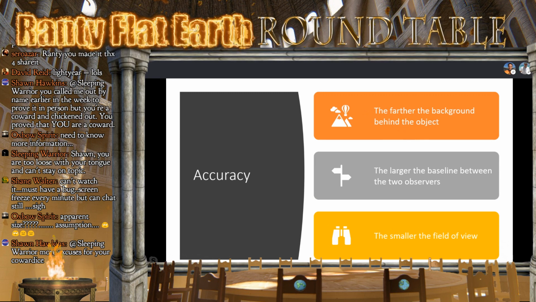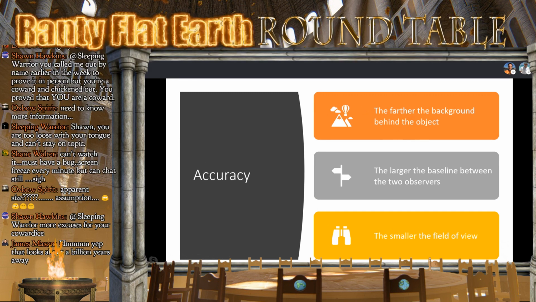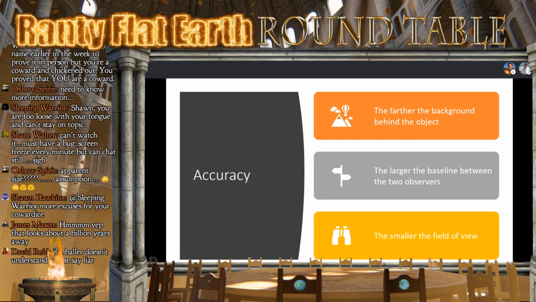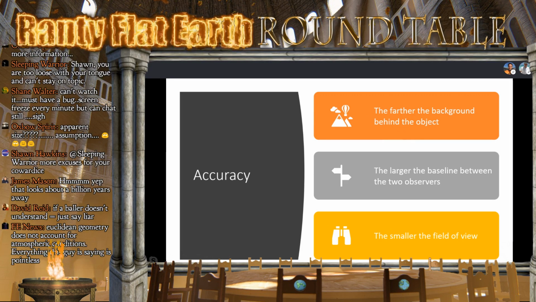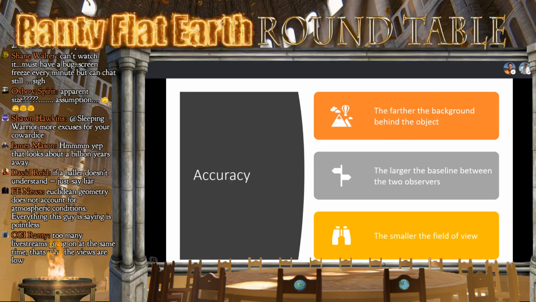How can you improve the accuracy of your parallax measurements? Well, you can make sure that the background is as far away behind the object as possible. The farther the background is behind the object, the more accurate your measurement will be. You can increase the distance between your two observers. The larger the baseline, the larger the angle you will measure. And it's easier to measure a large angle than a tiny angle.